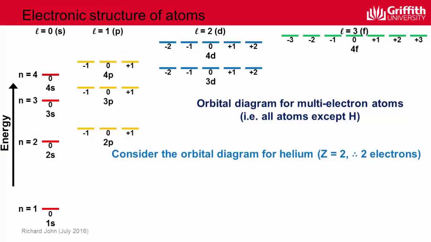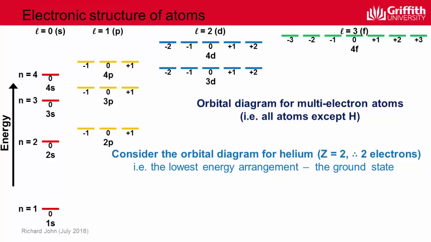So let's have a look at the implications of the Pauli exclusion principle when we consider the orbital diagram for helium. Now, helium has 2 electrons in its electron cloud, making it the simplest of all the multi-electron atoms. And what we're considering here is the lowest energy arrangement of electrons in helium, not a situation where one or more of the electrons may have been excited into higher energy levels.